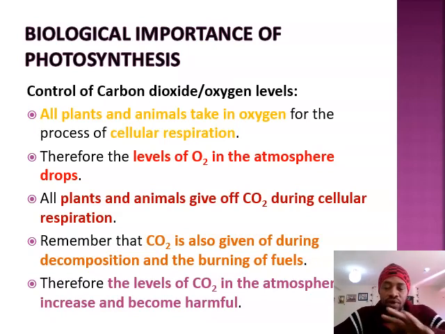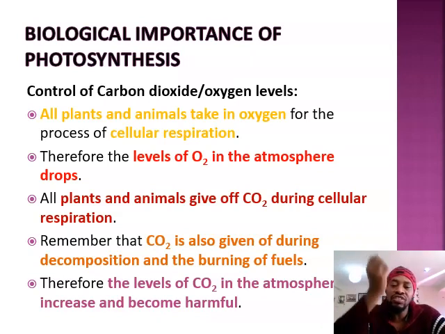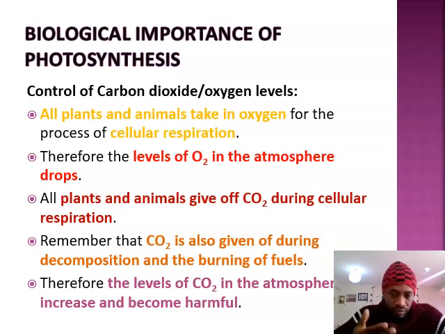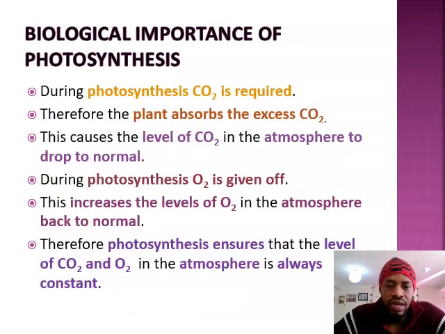Now, the plants then use this carbon dioxide to make food, and in the process, they release oxygen as a byproduct. And this oxygen then is used by other organisms for respiration. It means plants kind of balance oxygen and carbon dioxide in the atmosphere by the process of photosynthesis. So those are the biological importance of photosynthesis: provision of food and balancing of carbon dioxide and oxygen, most importantly extracting carbon dioxide from the atmosphere.